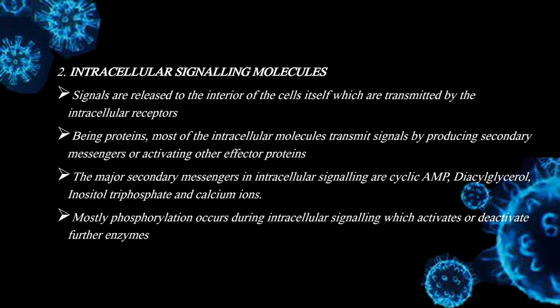Coming to intracellular signaling molecules. The signals are released to the interior of the cells itself, which are transmitted by the intracellular receptors. Being proteins, most of the intracellular molecules transmit signals by producing secondary messengers or activating other effector proteins. The major secondary messengers in intracellular signaling are cyclic AMP, diacylglycerol, inositol triphosphate, and calcium ions. Mostly, phosphorylation occurs during the intracellular signaling, which activates or deactivates further enzymes.